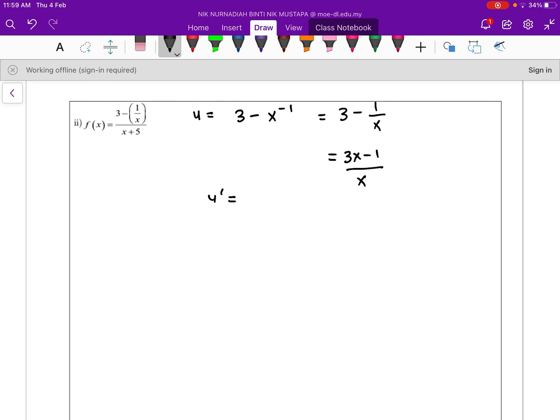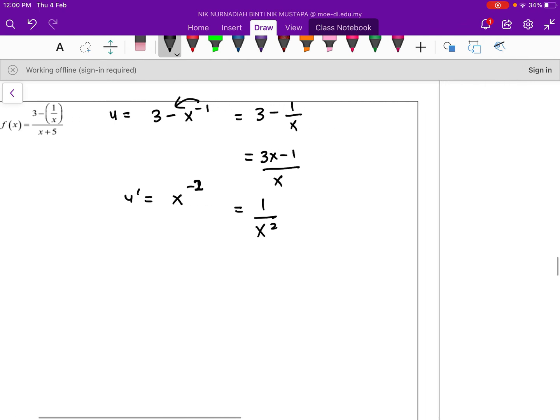Okay, so here U prime, our U prime is equal to, okay, bring down power, reduce power. So it will become negative multiplied by negative 1, it become positive. So x to the power of negative 1. And sorry, x to the power of negative 2. Okay, yang ni pun boleh cantikkan. Dia akan jadi 1 over x square. And then our V is x plus 5. And so our V prime is equal to 1. So from here, we do this.